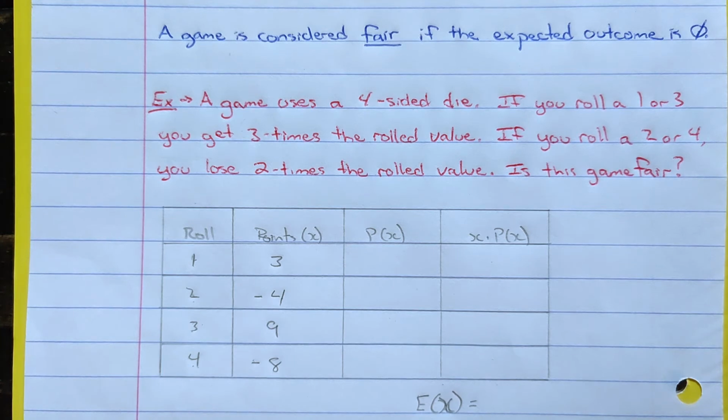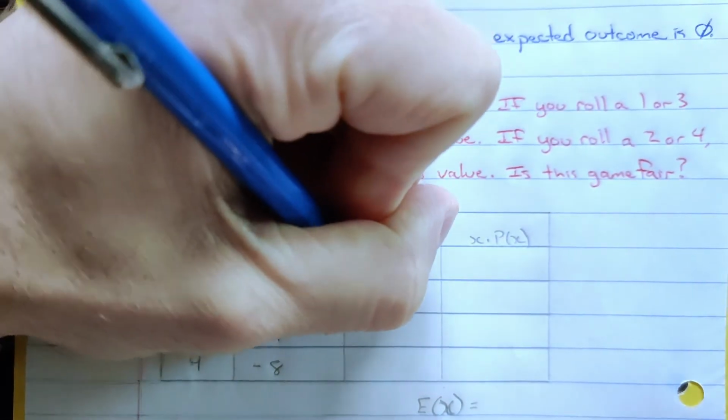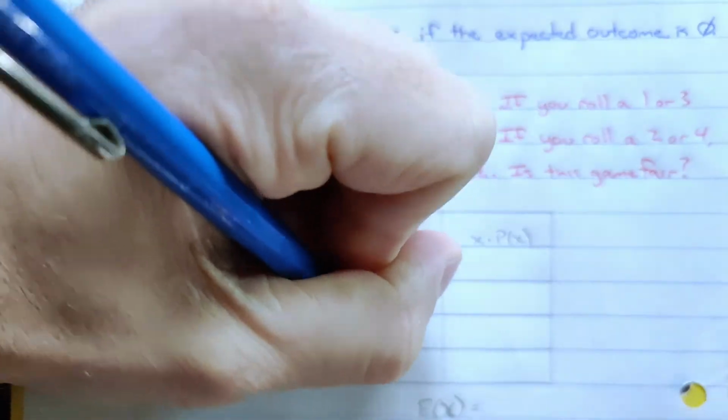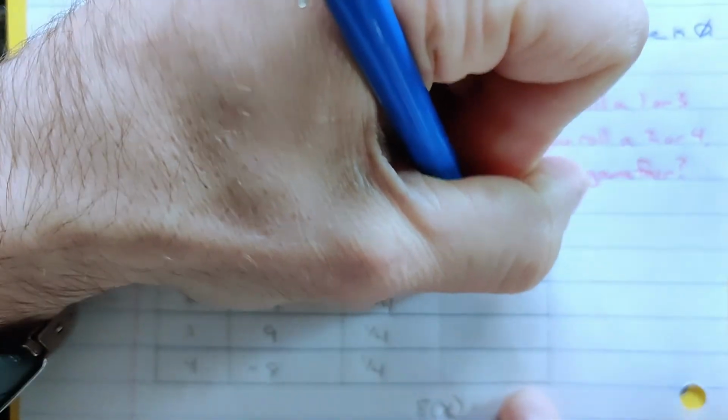Now the probability of each: this is a 4-sided die, so each number on the die has an equal chance of being rolled. We have a 1 in 4 chance of getting a 1, a 1 in 4 chance of getting a 2, a 1 in 4 chance of getting a 3, and a 1 in 4 chance of getting a 4. Now we can do our expected value by multiplying the outcomes by the probability. So I have 3 times 1 over 4, negative 4 times 1 over 4, 9 times 1 over 4, and negative 8 times 1 over 4.